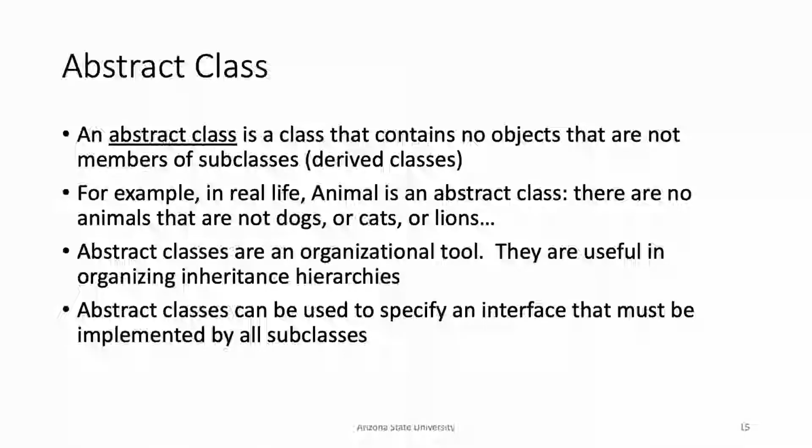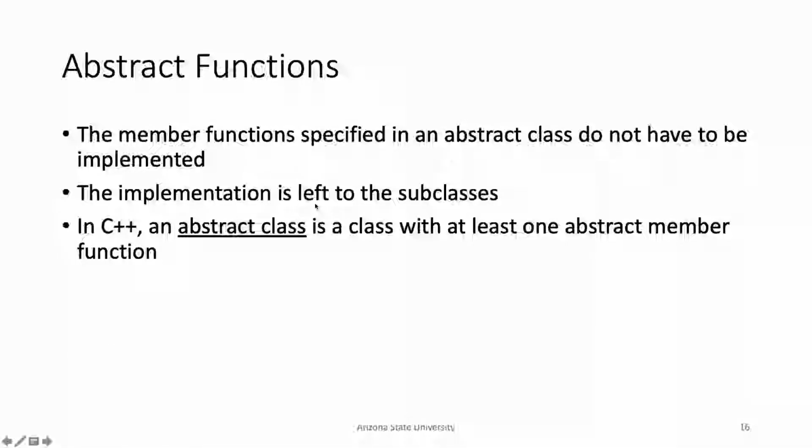So we should never be able to instantiate an animal object ever, because we should only be able to instantiate a cat or dog object because those are actual animals. There's no such thing as an animal that's not something else. So an abstract class is a way to do that. So how would you actually do this?